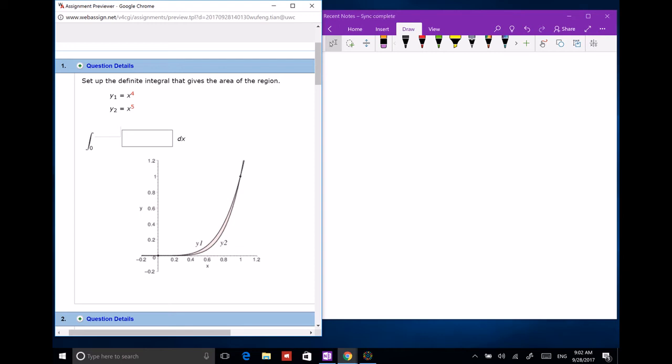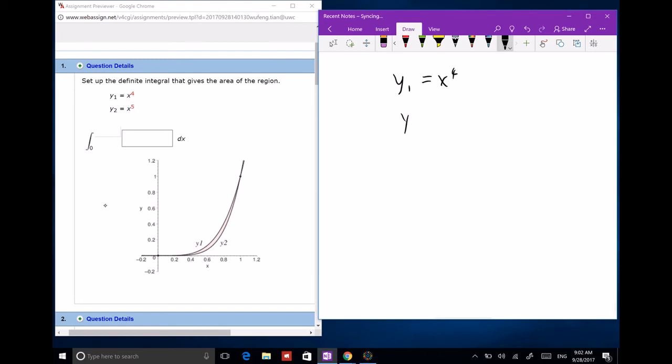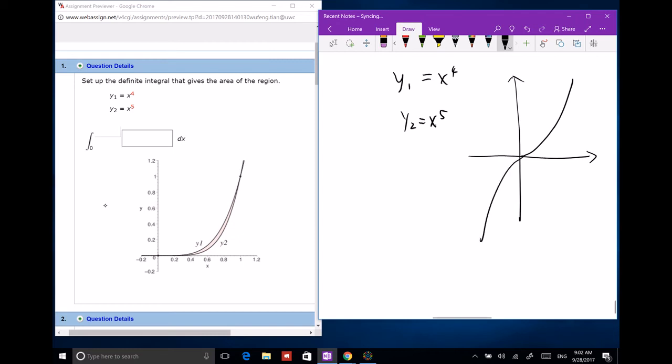Okay. So the first one is about definite integrals, and that gives the area of the region. The first function is y1 equals x to the power 4. The second function is y2 equals x to the power 5. We need to find the area between these two curves. So first we draw the picture. x to the power 5 is going this way, so x to the power 4 is this way, but they only have one part. Okay. So we're looking at the area between these two curves.